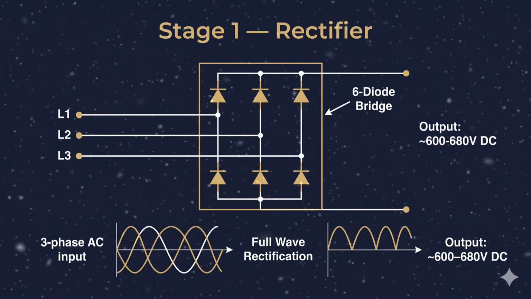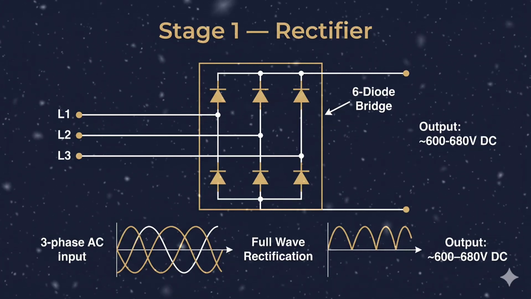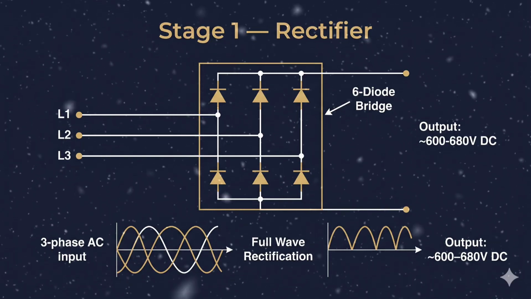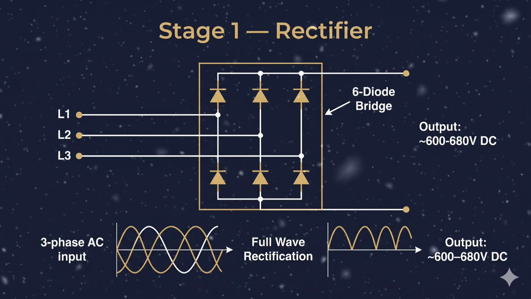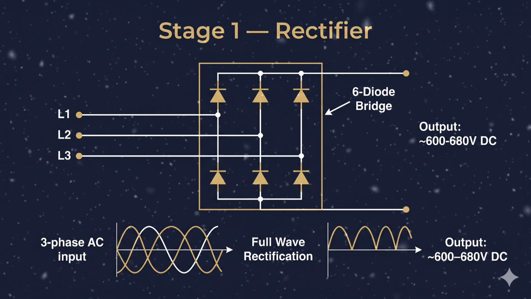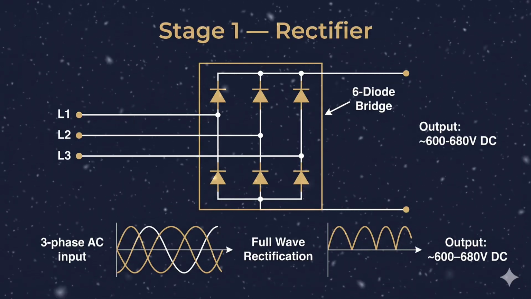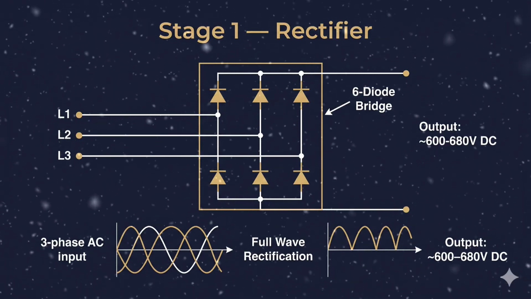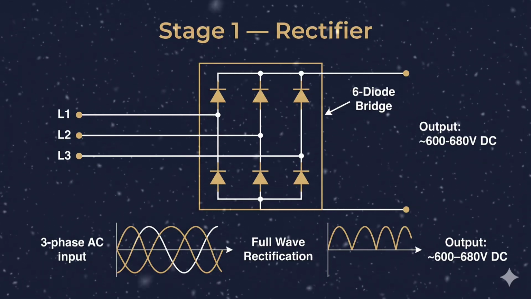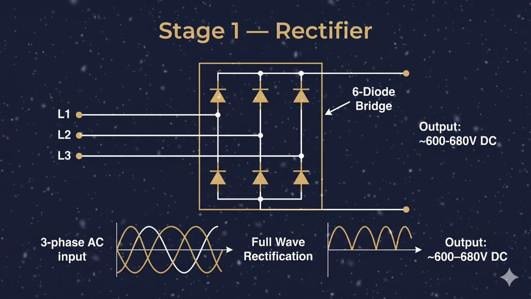Look at the screen. Stage 1. Rectifier. The rectifier is the first stage of the VFD. Its job is simple: convert incoming 3-phase AC power to DC power. Look at the circuit on screen. 3 input lines, L1, L2, and L3, are connected to a 6-diode bridge arrangement. 3 diodes on the upper arm, 3 diodes on the lower arm, total 6 diodes. This arrangement is called a full-wave bridge rectifier.